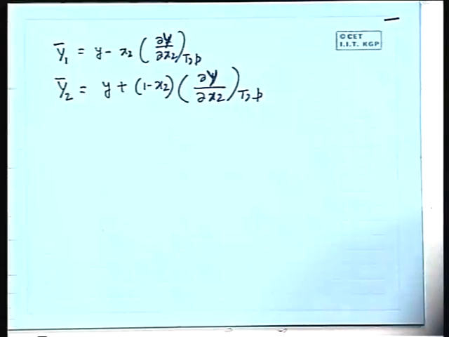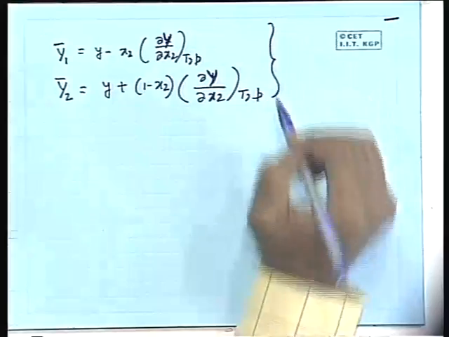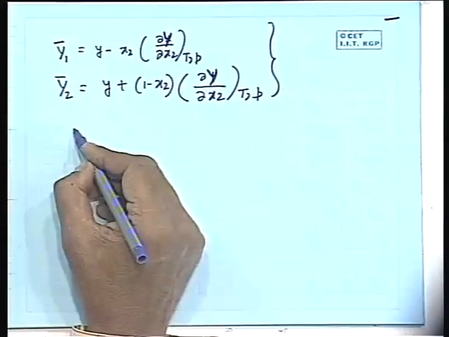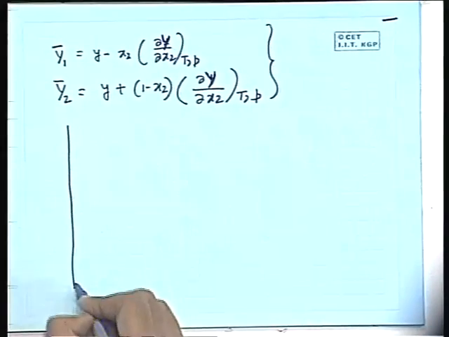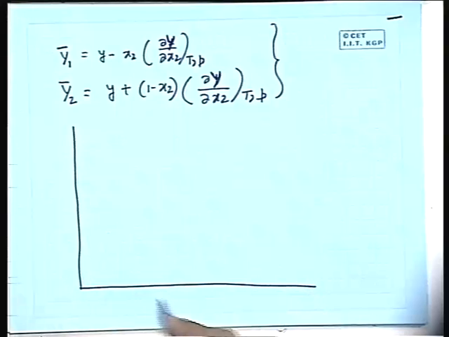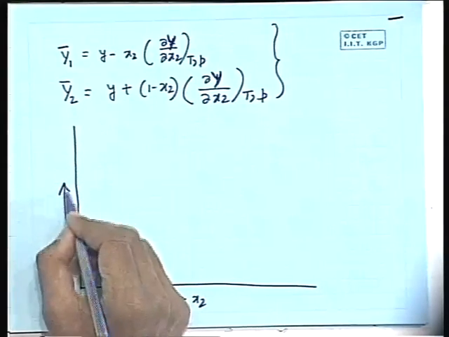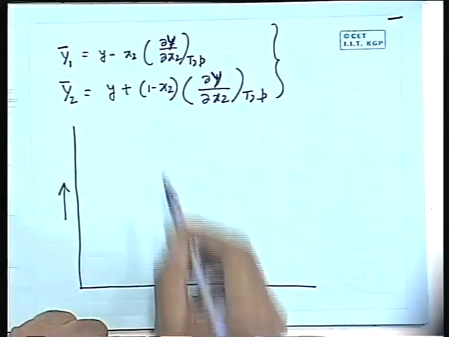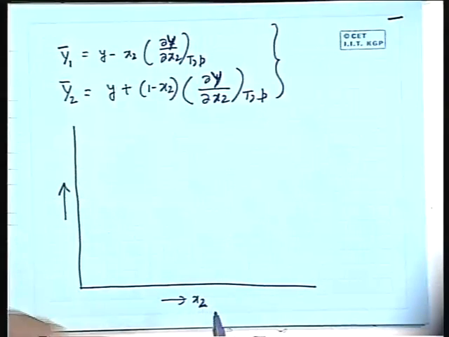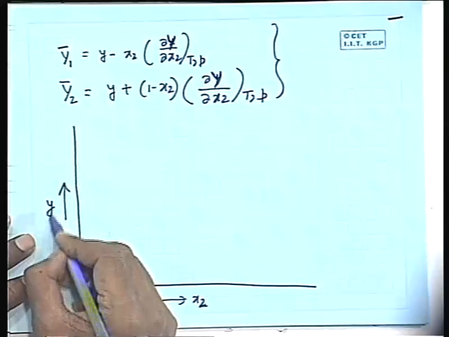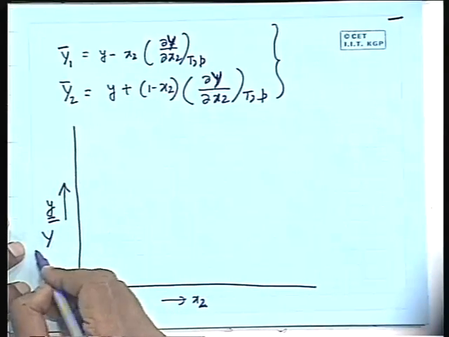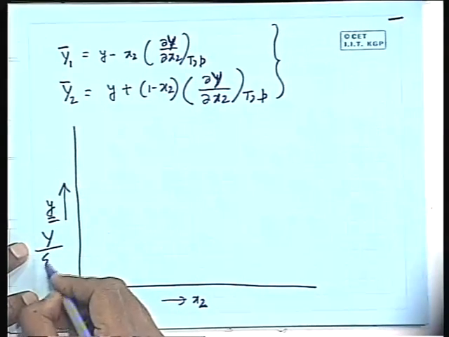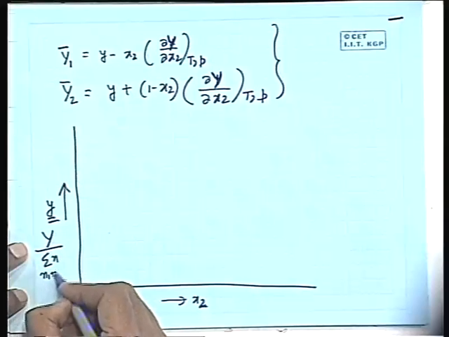Now this equation has a very good geometrical interpretation. If I can plot y versus x2, that is, versus the mole fraction of any of the components, let us consider here component 2. Y versus x2, where y is the molar function, that means y by sigma n, in this case n1 plus n2.